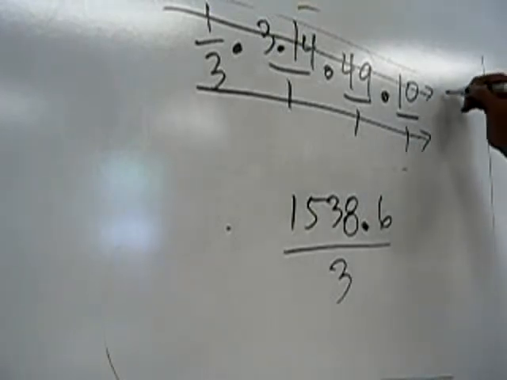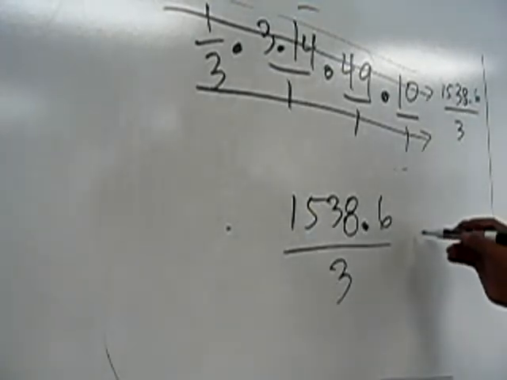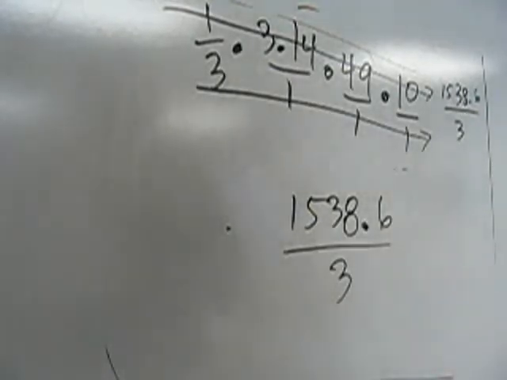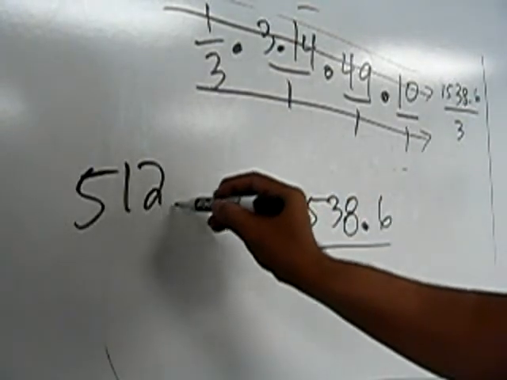So then if I have enough room, it'll look like this. The last step is to divide 1,500 divided into 3 pieces. When I do that, my total is going to come out to 512.